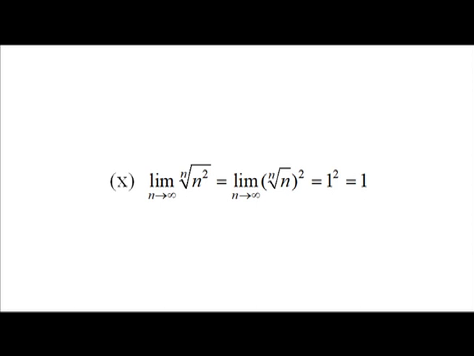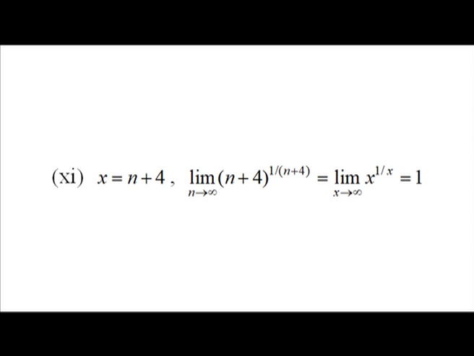Tenth one, using formula 2, limit of nth root of n square as n approaches infinity equal to limit of nth root of n whole square as n approaches infinity, which is equal to 1 square, which is equal to 1. 11th one, using formula 2 with x equal to n plus 4, limit of n plus 4 whole power 1 upon n plus 4 as n approaches infinity equal to limit of x power 1 upon x as x approaches infinity, which is equal to 1.